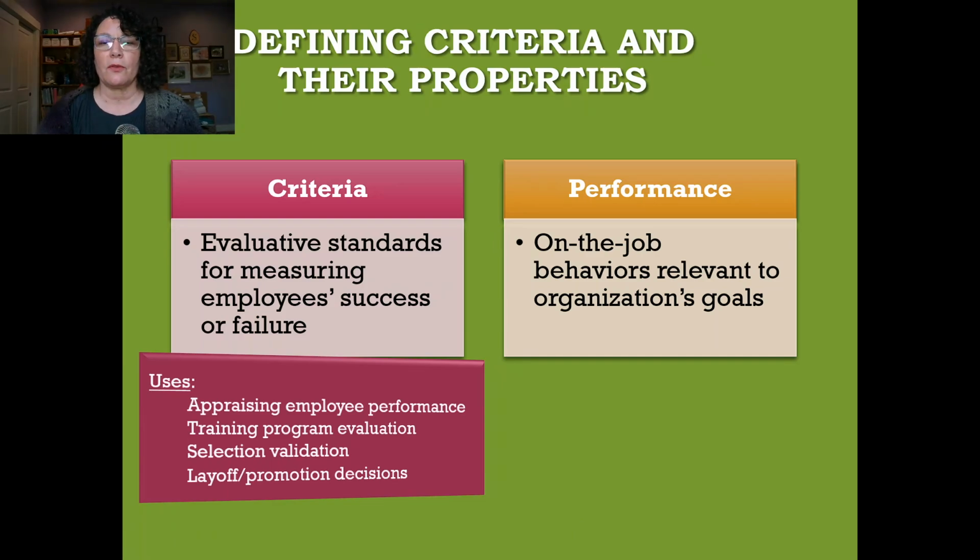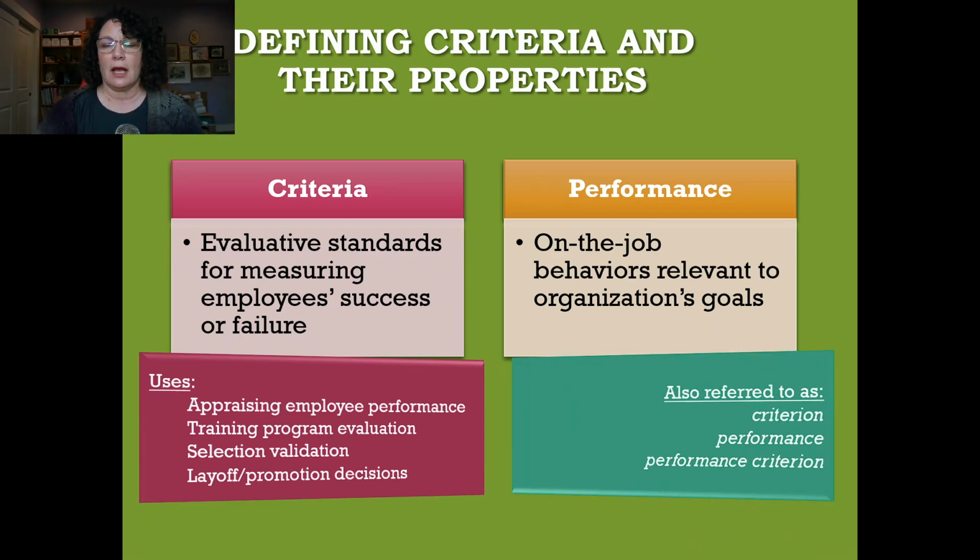And then, of course, performance would be any kind of on-the-job behaviors that are relevant to the organization's goals. We oftentimes refer to this as the criterion. In fact, a couple of chapters ago, that's how I introduced it. We oftentimes will shorthand it just to performance, or we might call it the performance criterion. So there are multiple words that all basically mean performance, the on-the-job behaviors that are relevant to the organization's goals.